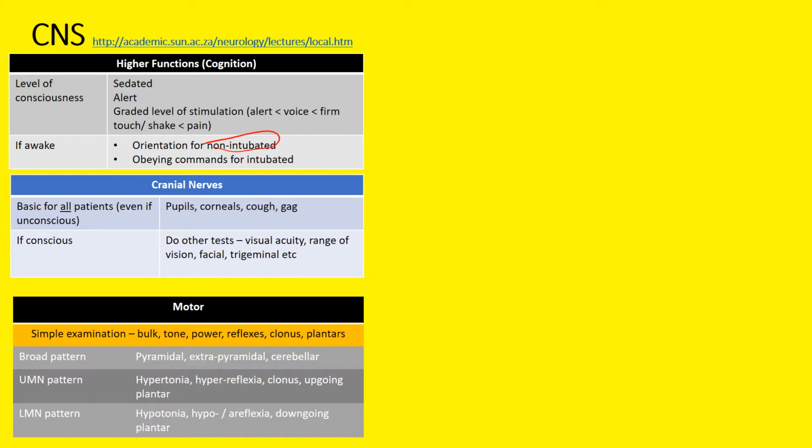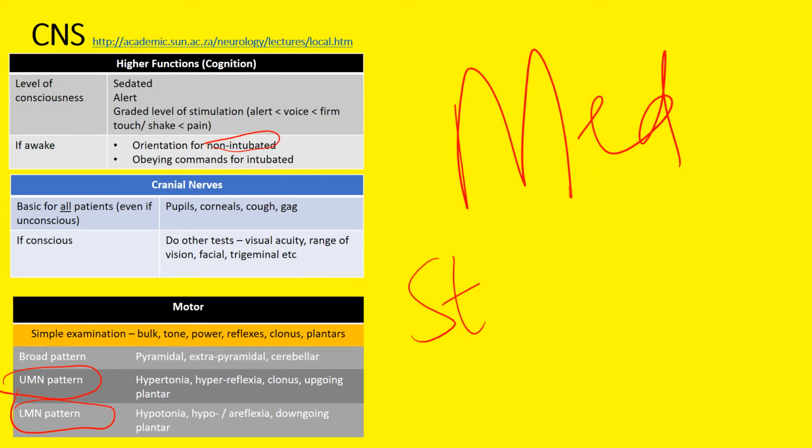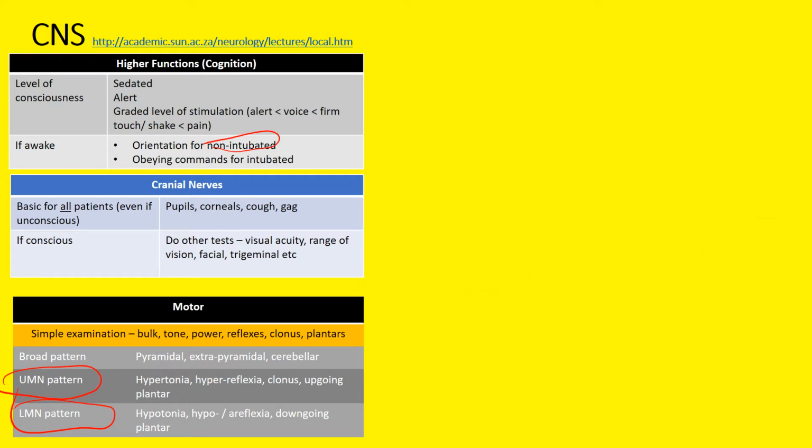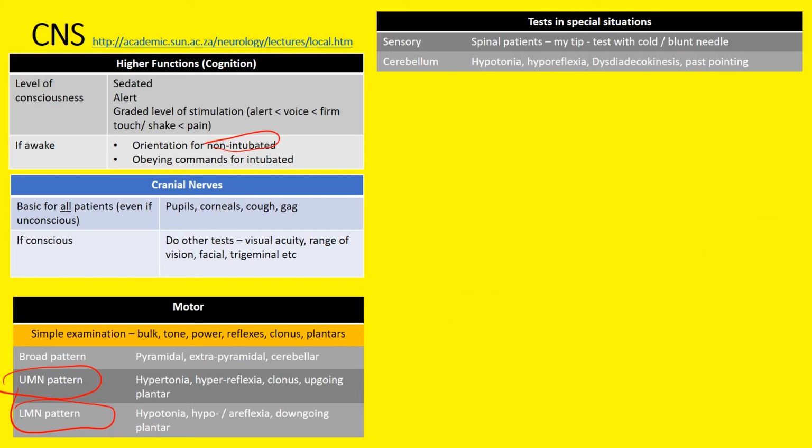Don't complain. Okay, then the motor system, very simple. It's just bulk, tone, power, reflexes, clonus, plantars. Again, medical student level, and a broad pattern. You have to look for pyramidal versus extrapyramidal versus cerebellar, and you want to look for whether it's an upper motor neuron pattern or a lower motor neuron pattern. This is what we teach medical students, and if you can't do this, I'm sorry. I think go back 10 years and go back to medical school.